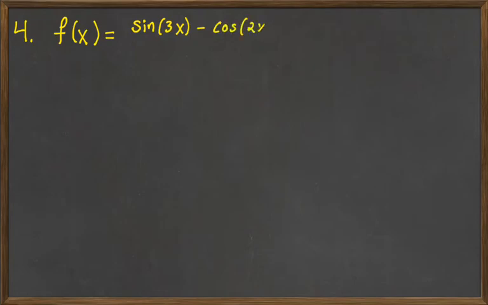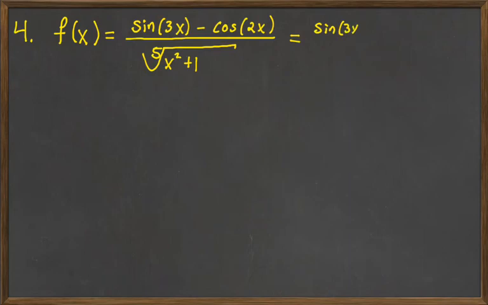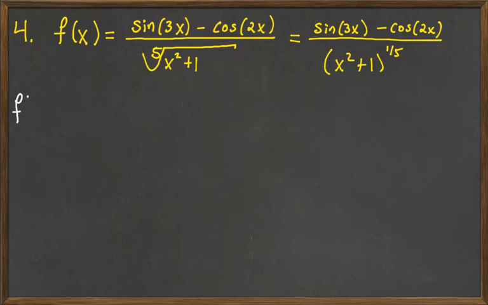Sine of 3x minus the cosine of 2x, and then that's going to all be under the fifth root of x squared plus 1. So first thing we'll do is rewrite it so that the fifth root on the bottom is now a 1/5 power. And we'll go ahead and apply the chain rule.